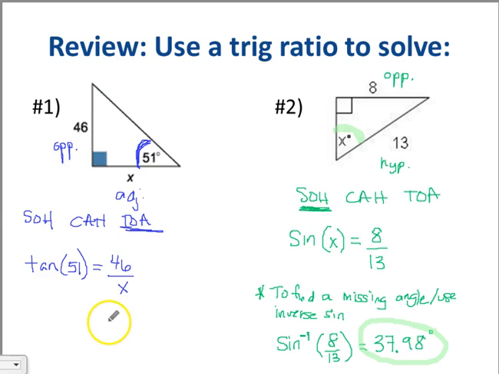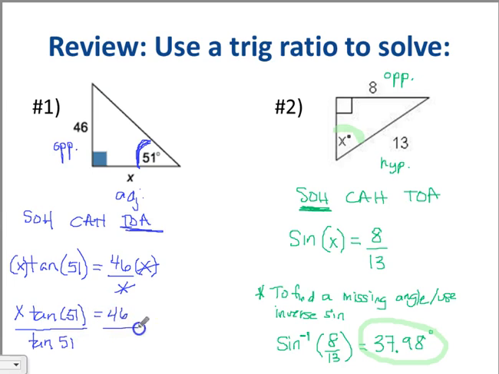A lot of students get mixed up here when our unknown is in the denominator. So we need to get the unknown, that x, not to be in the denominator. What I'm going to do is multiply both sides by x. That way the x's cancel out over here. Now we're left with this equation: x times tangent 51 equals 46. How do I get x alone? X is being multiplied by tangent 51. That's right, you divide each side by tangent 51.